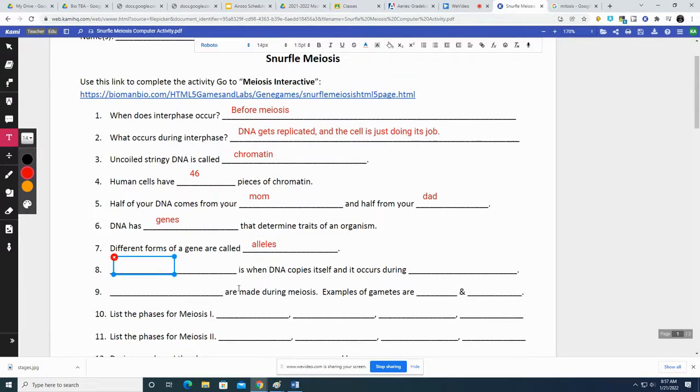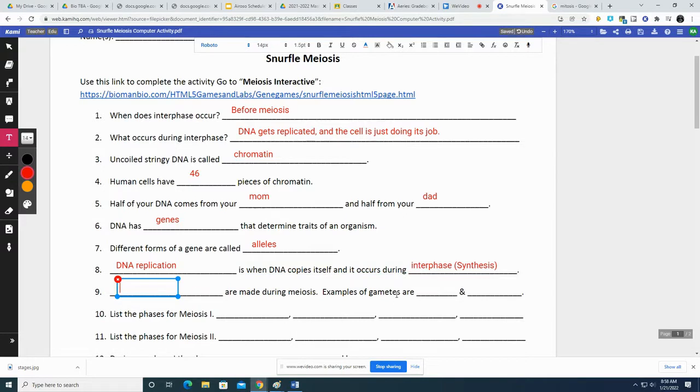Blank is when DNA copies itself. Duh, that's DNA replication. Is when DNA copies itself. And that occurs, we already went over it, during interphase. And precisely the synthesis or S stage of interphase.